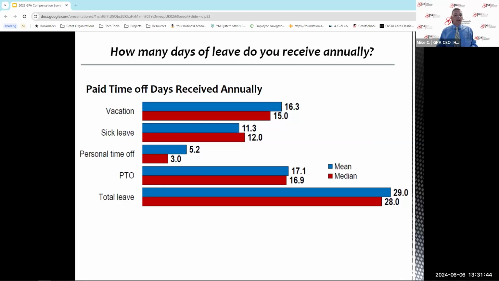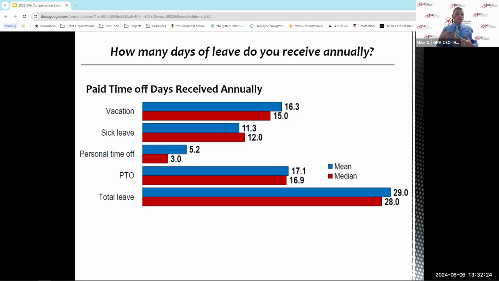In terms of paid time off, days received annually. Grant professionals report receiving a mean of 29 total days of leave, including a mean of 16 days of vacation and 11 days of sick leave. Or for those with a PTO system, a mean of 17 days of paid time off. Personal time is a mean of 5.2, while the medians are slightly lower for most forms of leave due to means reflecting some outliers with more general leave benefits. All the specific types of leave reflect only those who receive those forms of leave, so the total doesn't always add up to the actual total.